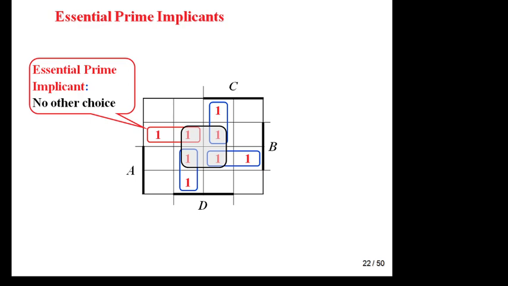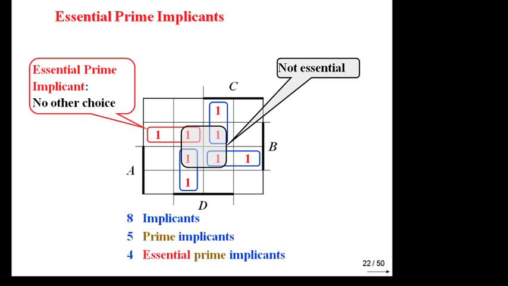the final minimized expression. Okay, this is not essential. So there are 8 implicants, 5 prime implicants and 4 essential prime implicants. Okay, this is very important. This which is not essential is also called a redundant group. You have to avoid this type of grouping.